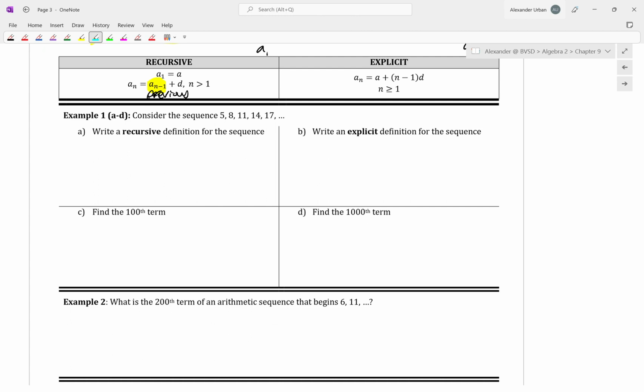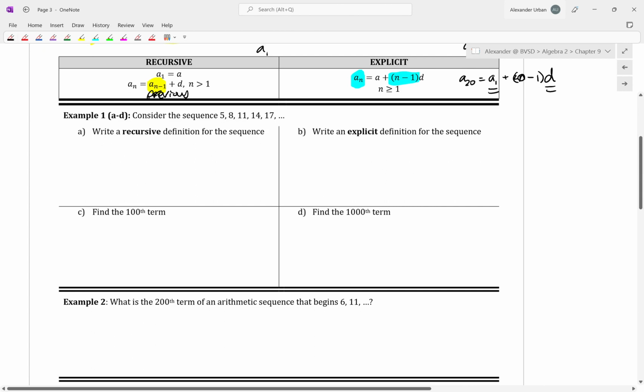For explicit formulas, this is more like writing an equation. We take the number of terms that we want. Say we wanted the 20th term in a sequence, so I'm going to write a sub 20 will be equal to my first term plus the number of terms minus 1, so in this case 20 minus 1, times my common difference. So the big things that we really want to know are our starting term and our common difference.